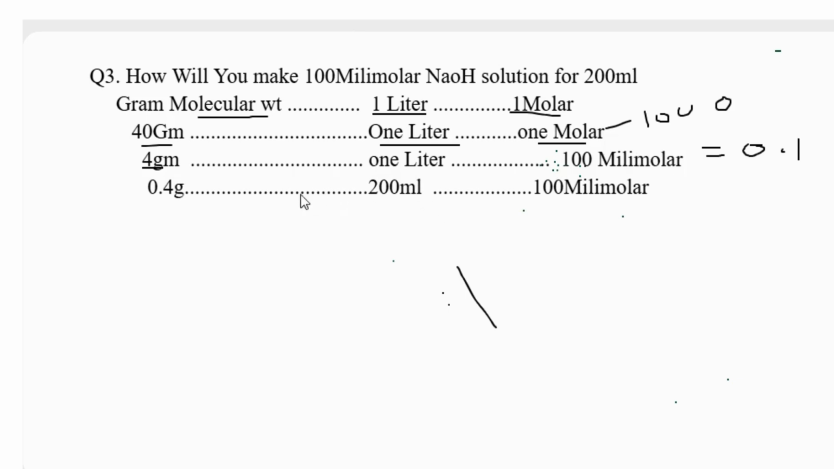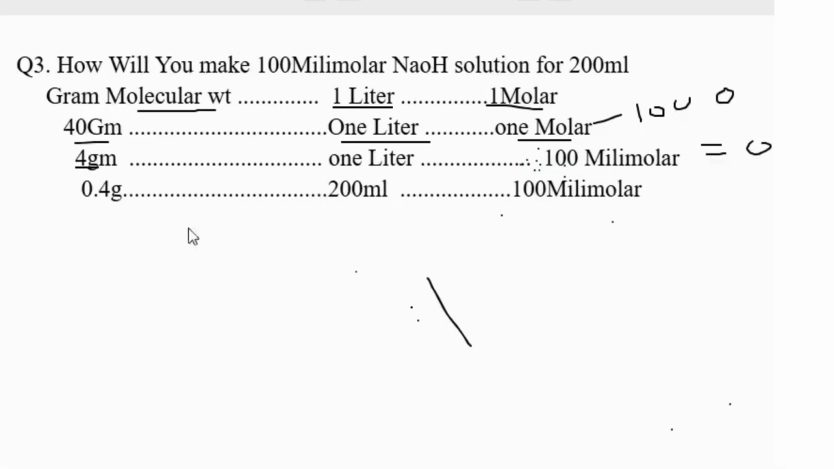Next line, in this line we are going to calculate for this 200 ml also. The question here is, how to make this 200 ml for 100 millimolar concentration. 200 ml volume, 100 millimolar concentration. So we are going to calculate for the 200 ml 100 millimolar. So this time we are going to consider this 200 ml also.